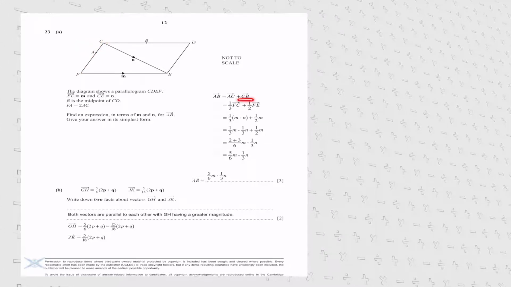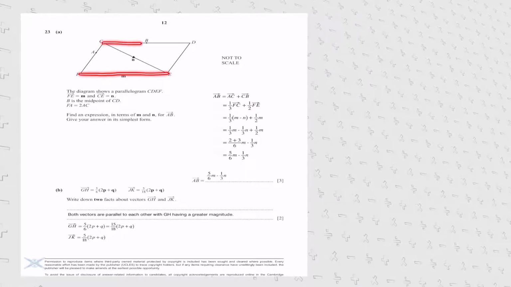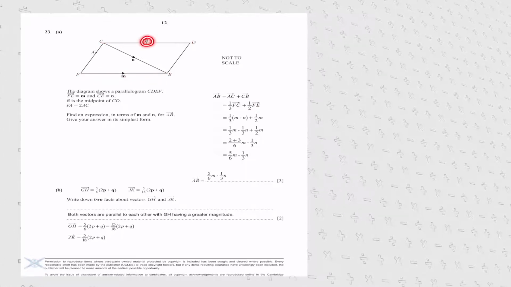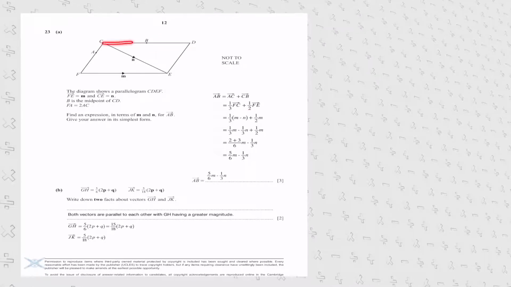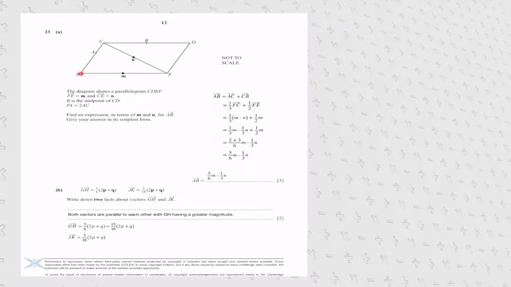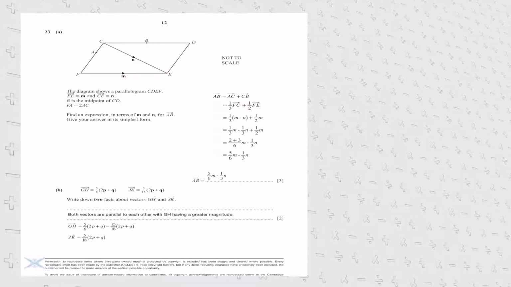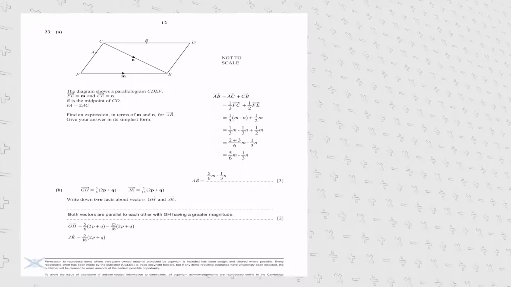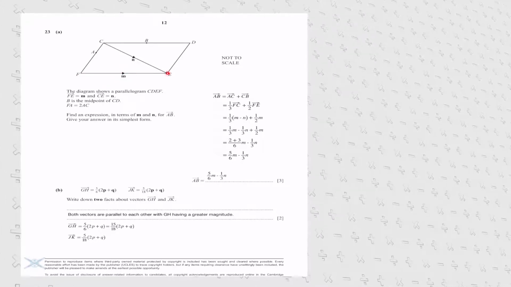Secondly, CB can be replaced by the expression vector FE, since both vectors are parallel to each other, and as B represents the halfway point between C and D, we can conclude from there that CB represents 1 over 2 vector FE. In the next step, we substitute vector FC with the expression m minus n. In order to get from F to C, we can go from F to E, which is m, and from there we move on to C.